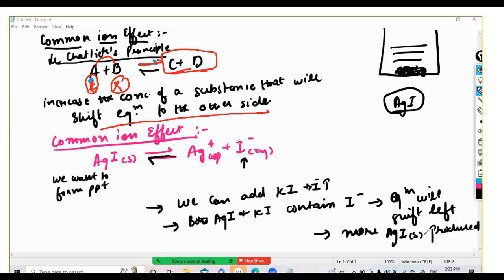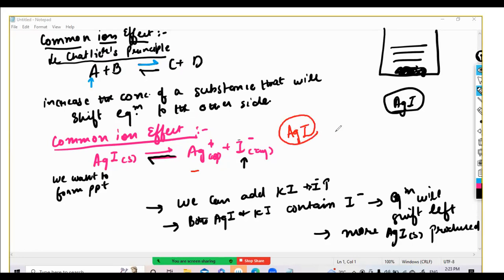Now let's see how we can make use of this in making precipitates. Let's say again we talk about the salt AgI. It will dissociate into Ag+ ions and I- ions. Let's say the motive is to produce a lot of AgI salt, or the precipitate.